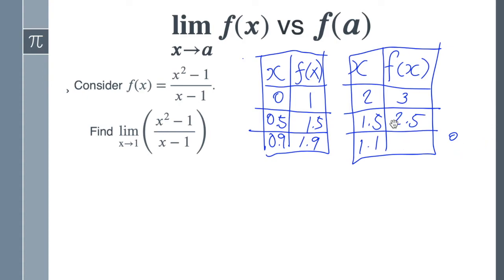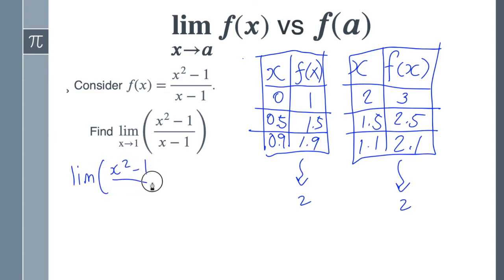So from here, I think we can conclude that the limit of this is approaching 2, as you can see. This is also approaching 2. Getting closer and closer to 2. So we can say that the limit of x squared minus 1 all over x minus 1 as x approaches the value 1 is equal to 2. Okay, so the limit is equal to 2.